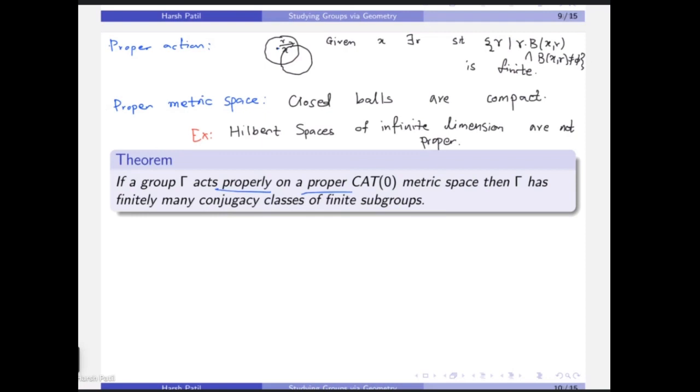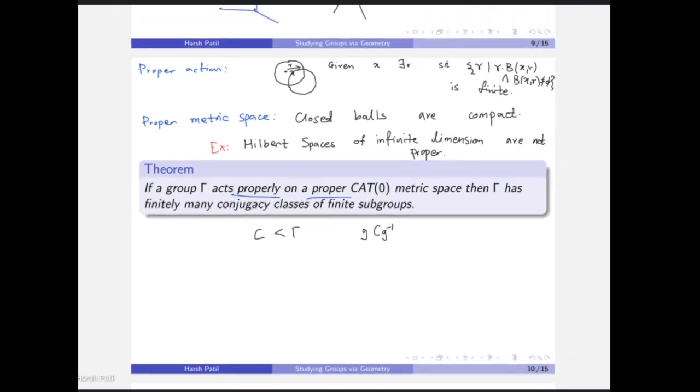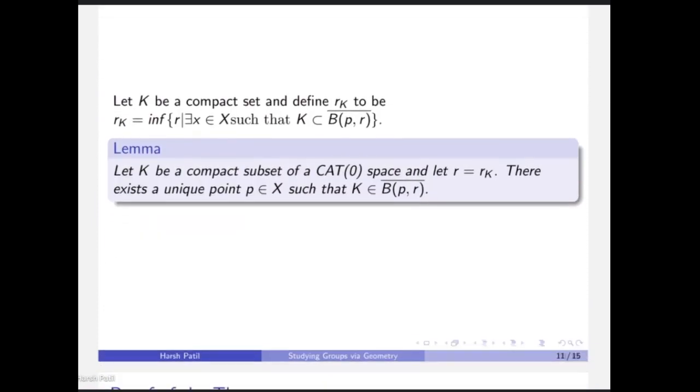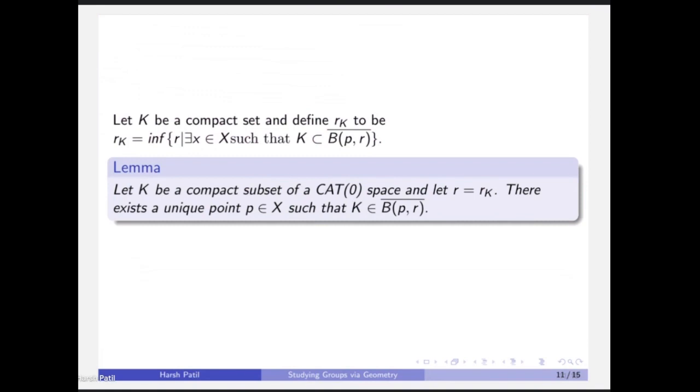Great. So now we know what these two words mean. The conclusion is that it has finitely many conjugacy classes of finite subgroups. Given a finite subgroup of gamma, any conjugate is also a finite subgroup, right? But what we are saying is that up to conjugacy, there are only finitely many finite subgroups of gamma. Okay, so let's look at a proof of this. This lemma will come in very handy to us.